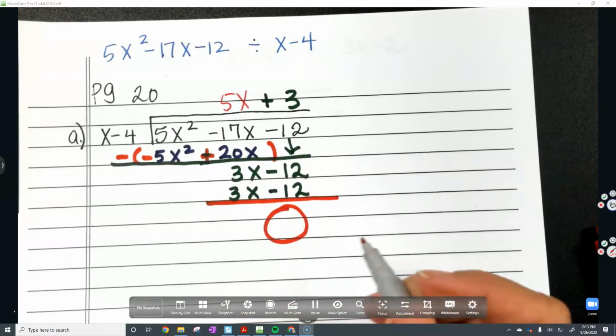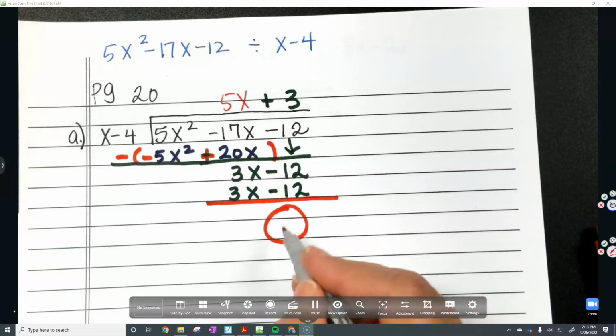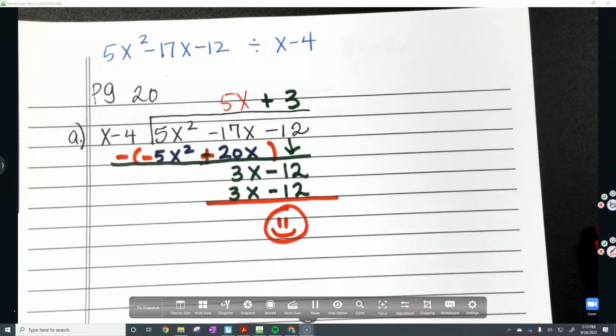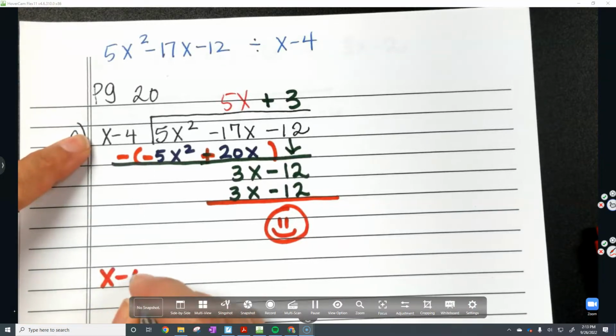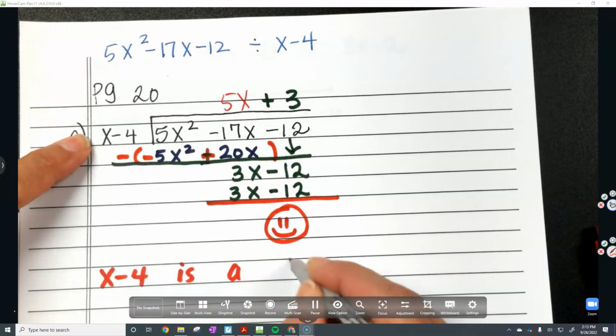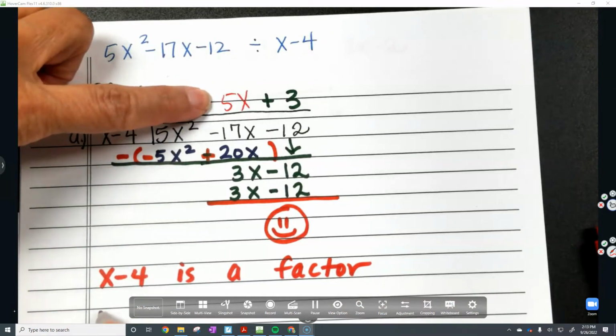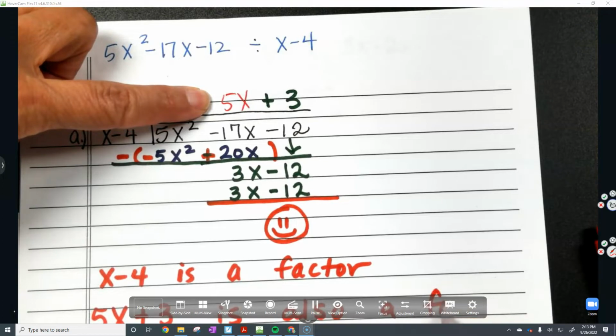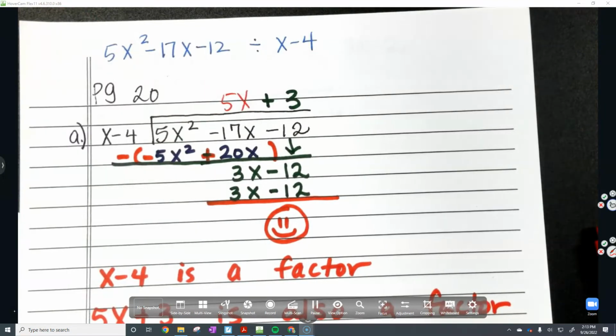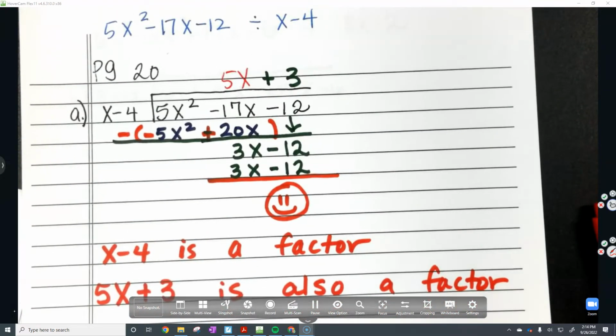Y'all, not only is it 0, it just makes me so happy that there is not a remainder. There are so many things I know now. I know that x minus 4 is a factor. And y'all, we are dividing to find factors. We're not dividing for the fun of it. I also know that this, remember, this is called something that starts with the letter Q. Good, is also a factor. So important. I love when we do not get remainders because I know that I have factors.